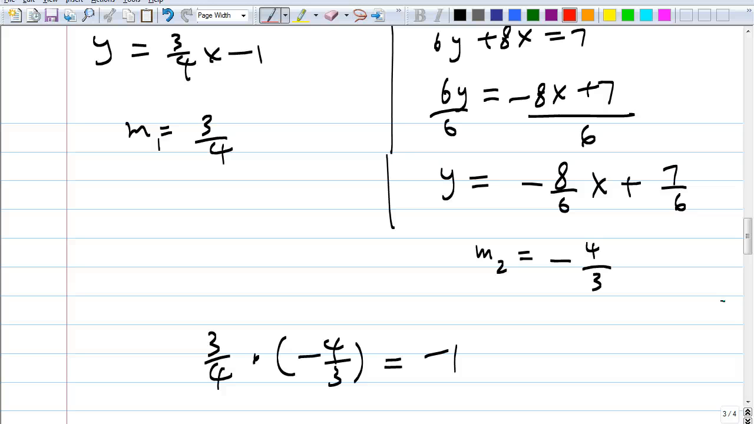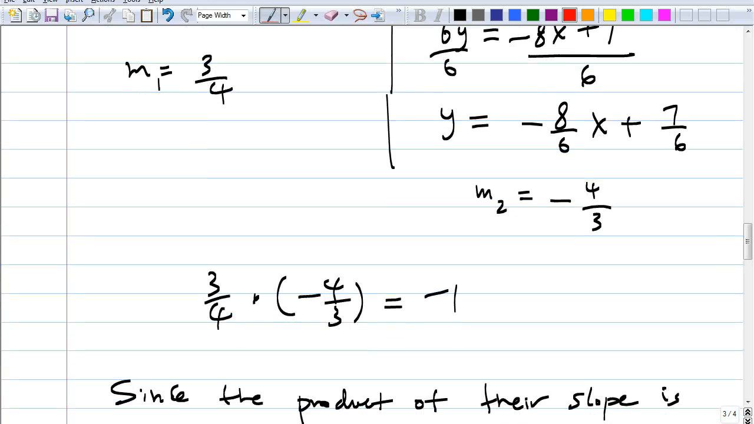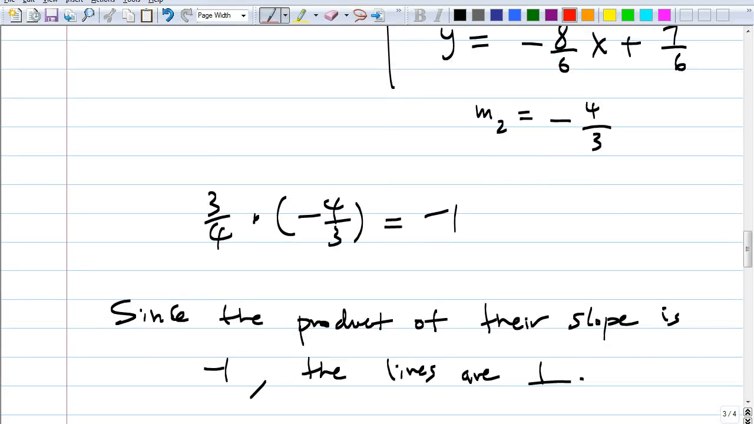So on your homework tonight, if they ask you to show that the two lines are perpendicular, this is the work that you need to show. Is that okay? So it comes out that it shows the two lines are perpendicular since the product of their slopes is negative 1. Easy enough? All right.